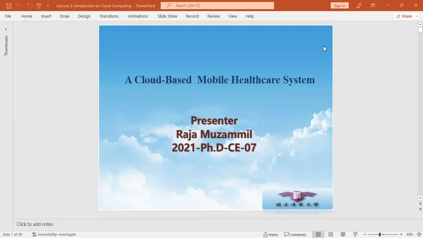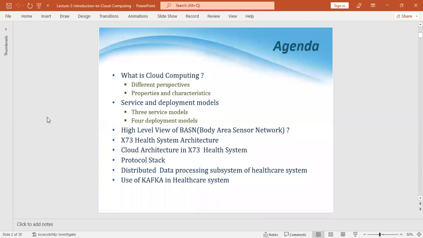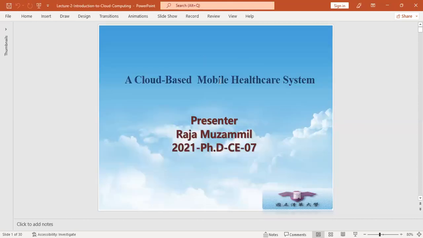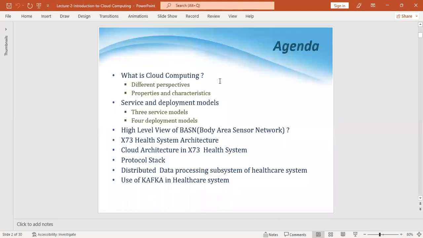In today's presentation, I'll be talking about what basically cloud is and how cloud is actually playing its vital role in the field of health, how the healthcare systems are being deployed using mobile phone, and what is basically the role of the cloud in the healthcare system.